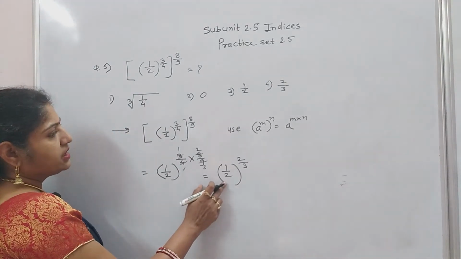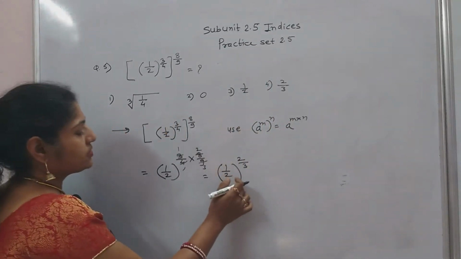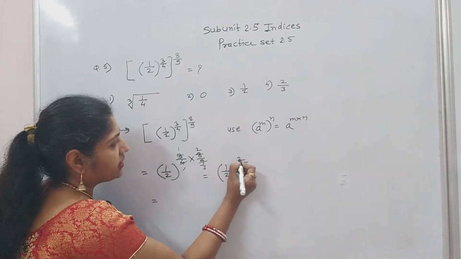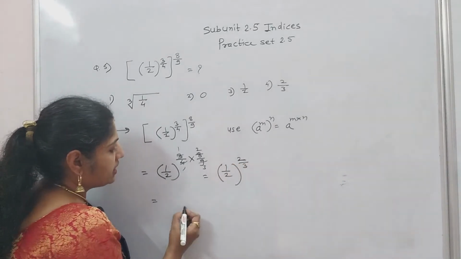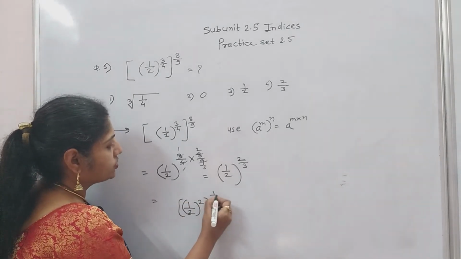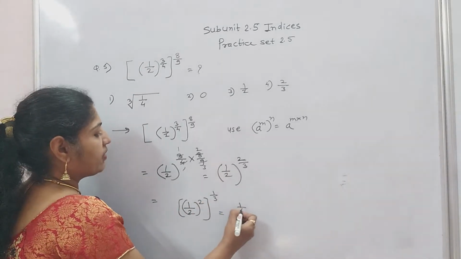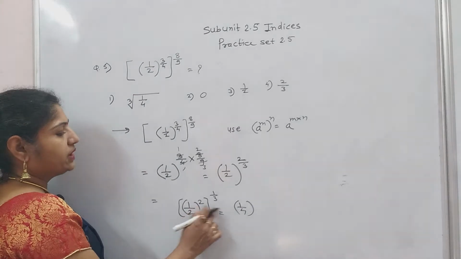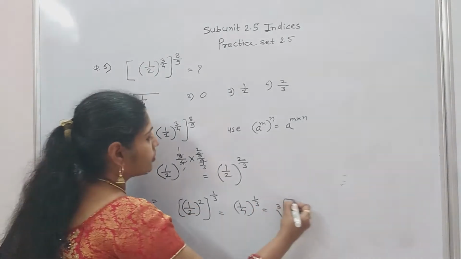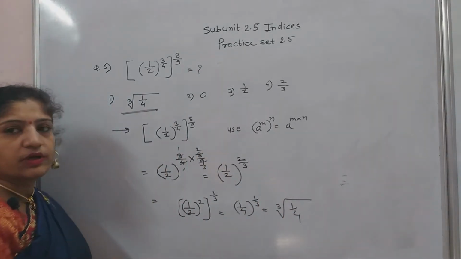So this answer is not written here, so some changes are there. Here is the cube root and here is the power of 2. That is, I write 1/2 raised to 2 and 1 raised to 3. 1/2 square is 1 by 4. And 1 upon 3 means cube root. Cube root of 1 upon 4. And this is our answer, option number 1.